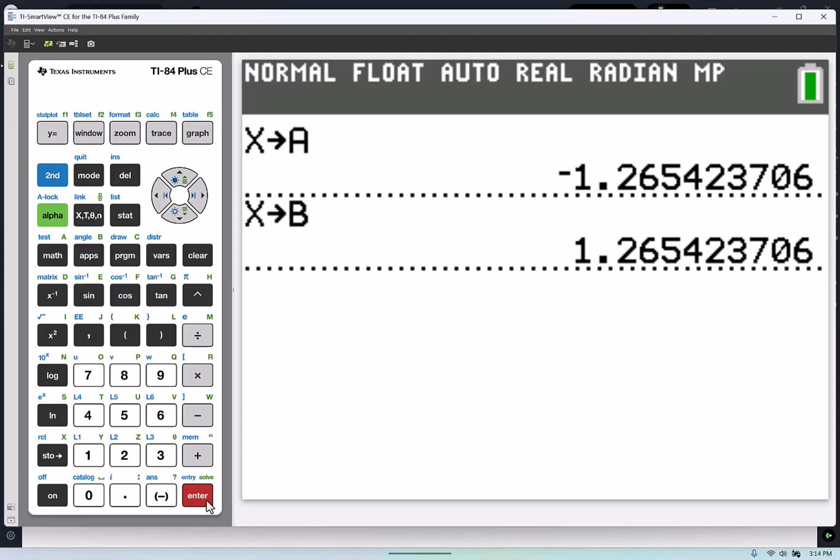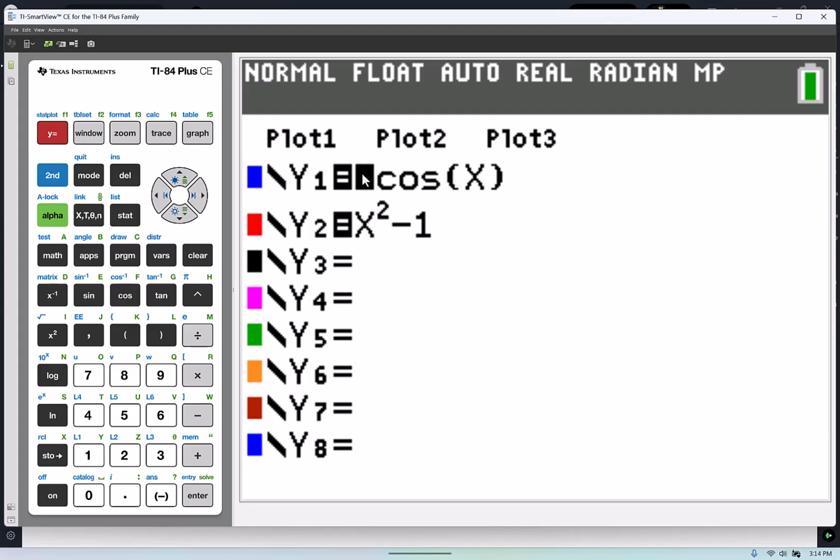Cool or not cool? Okay, fine. I got it in A and B. Why do I want it? Why do I care? Because guys, look, you can just use A and B now. Look, you don't have to do anything. Look, everything's already in Y1 and Y2.